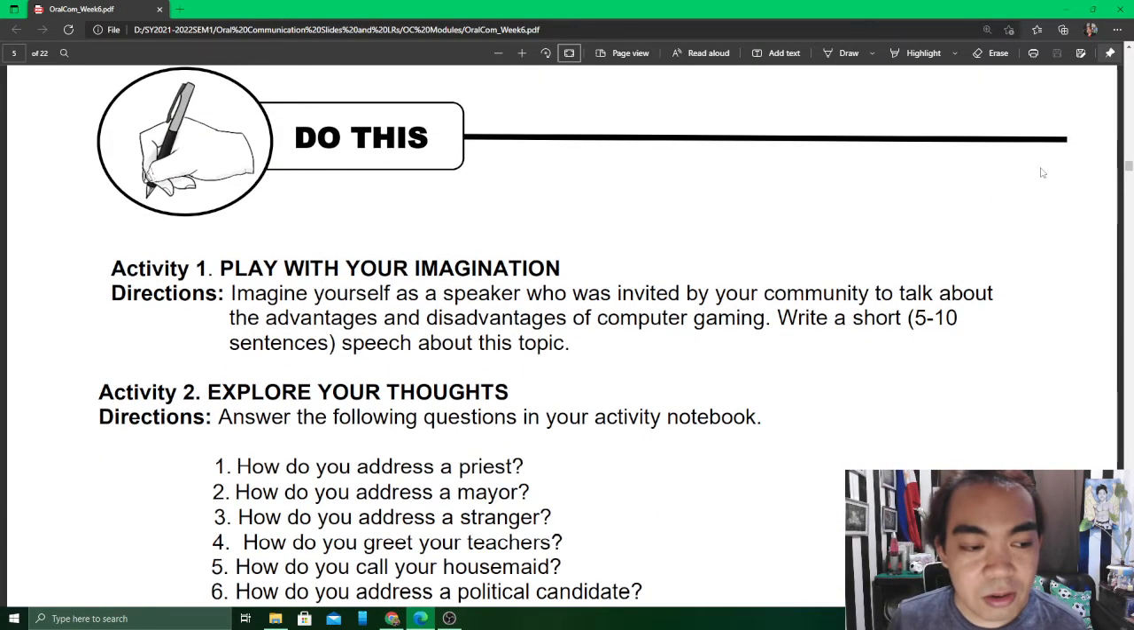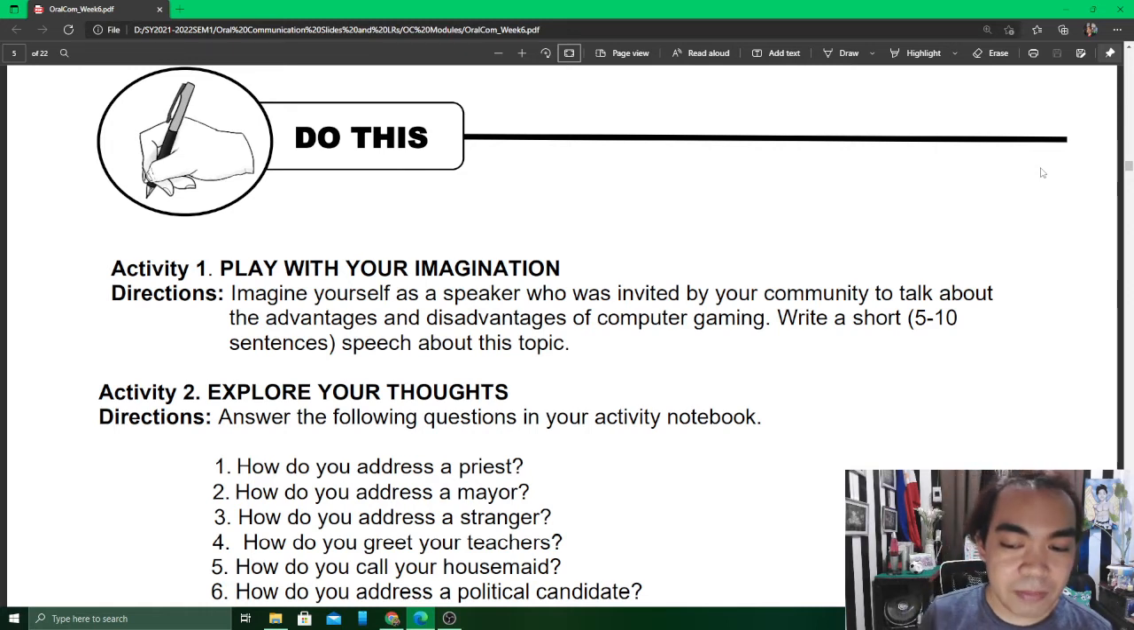Then we have here your first activity number 1, play with your imagination. Imagine yourself a speaker who was invited by your community to talk about the advantages and disadvantages of computer gaming.